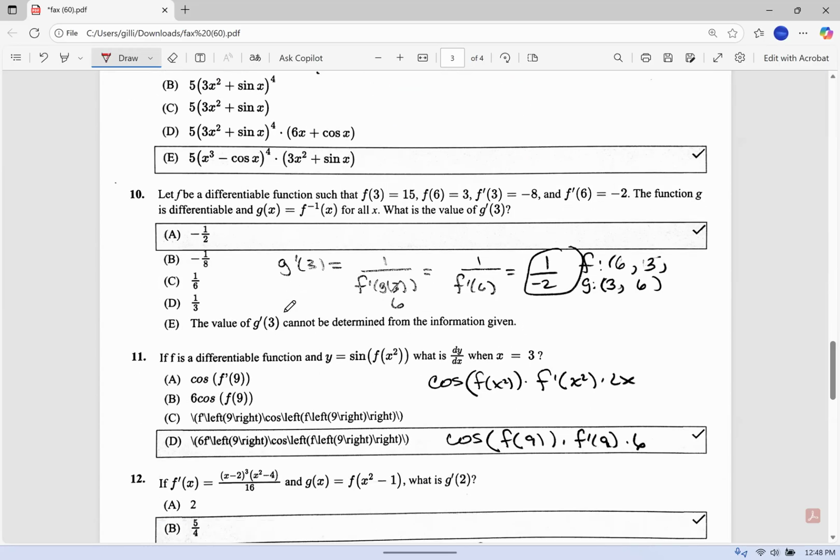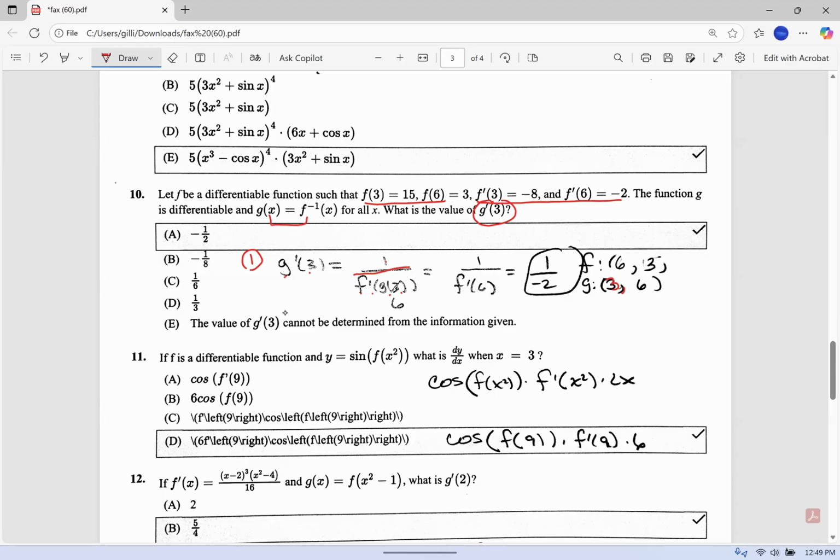Number 10 is our inverse rule for derivatives. So I'm given a pile of information about f and f prime, and I know that g is the inverse of f, and vice versa. So I want g prime at 3. My first step is to write out the rule. g prime at 3 equals 1 over f prime of g at 3. So then I need g at 3.